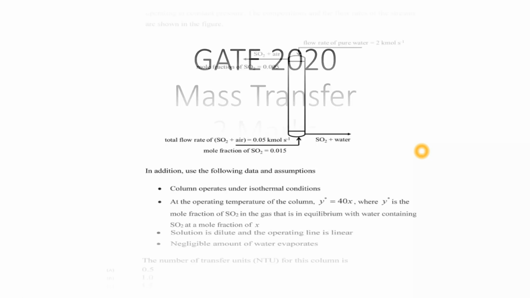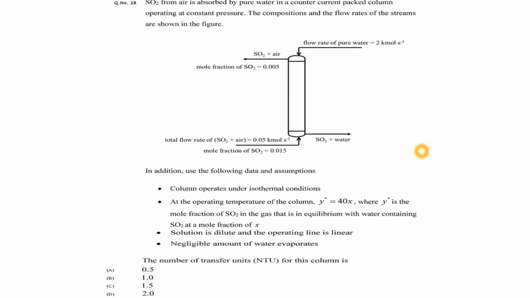Our next question is from GATE 2020 mass transfer for 2 marks. Let's start with the solution. You can see here we are given SO2 from air is absorbed by pure water in a counter current packed column. Operating at constant pressure, the composition and the flow rate of the stream are shown in the figure.